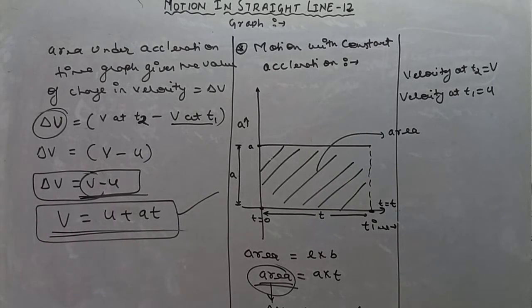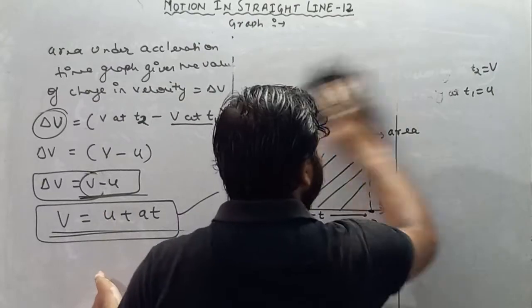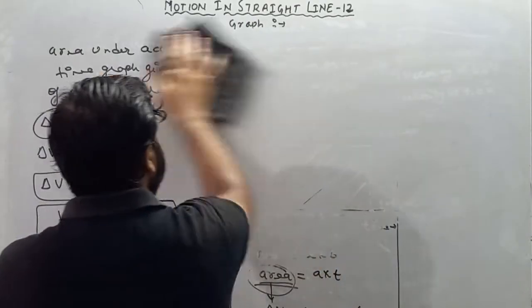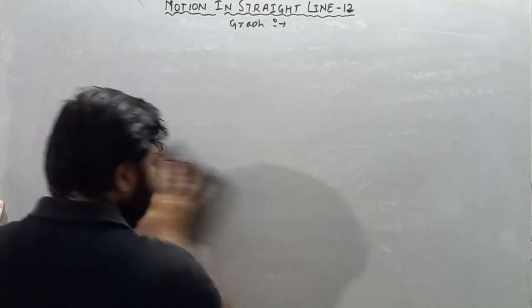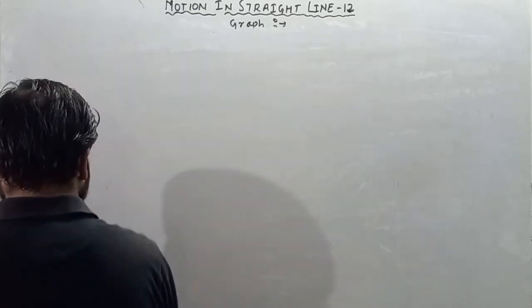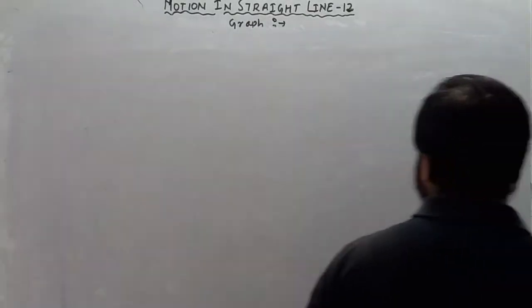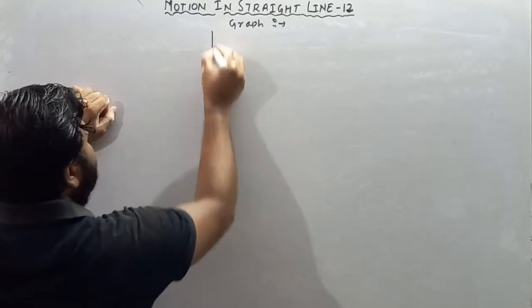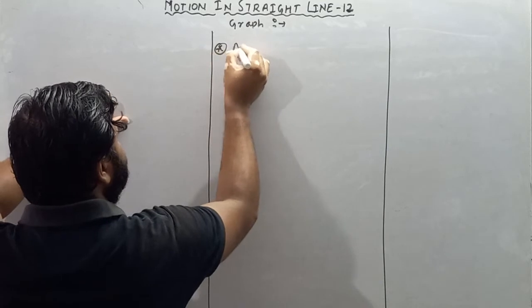Moreover, moving forward, my dear student, let's find what the area under the velocity time curve gives. Write down the next graph: area under the velocity time curve.